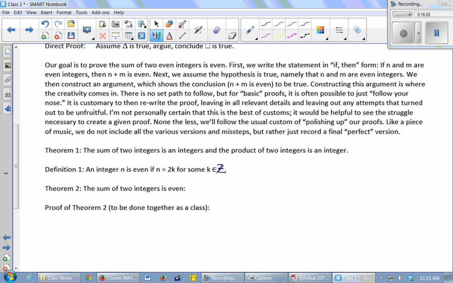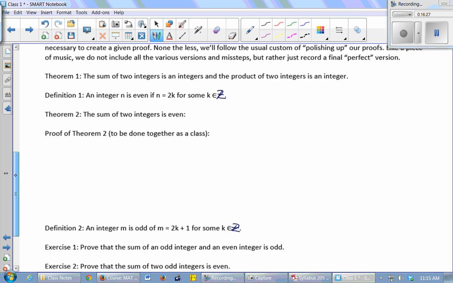Okay, so we're going to need a theorem and a definition to prove that the sum of two even integers is even. This theorem I'm just going to give you. We're not going to prove it. You can just assume that it's true. The sum of two integers is an integer. Everyone agree? And the product of two integers is an integer. Okay, good. So our definition of an even number: we're going to define an integer n as even if you can write it as 2 times k, where k is some integer.